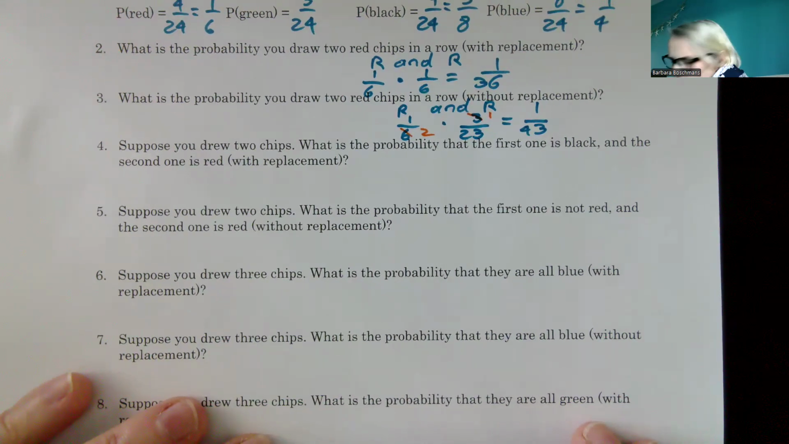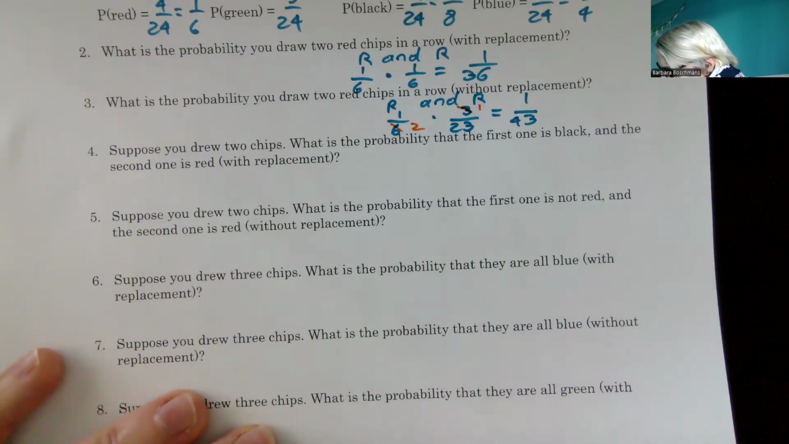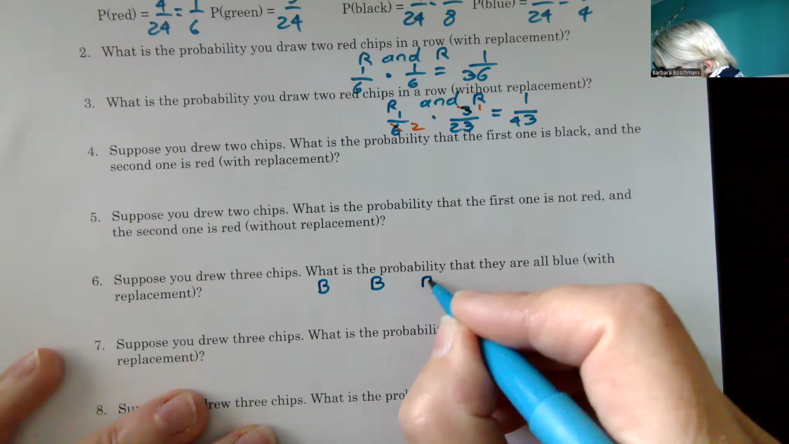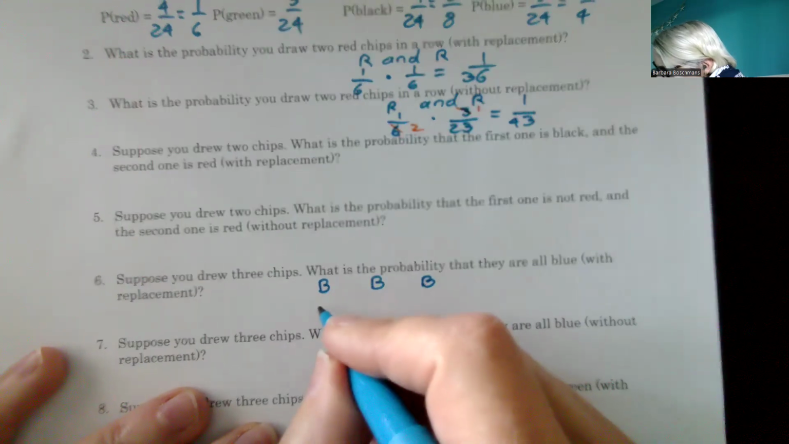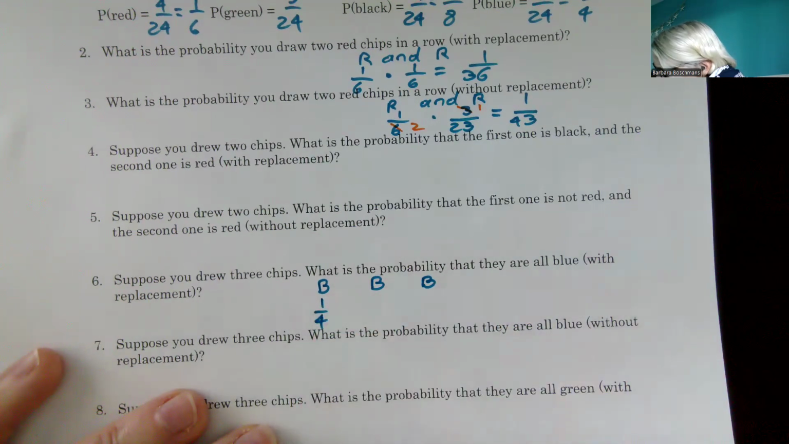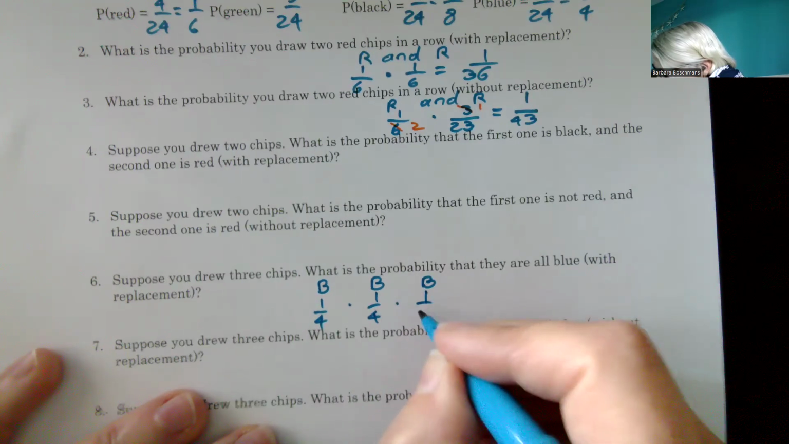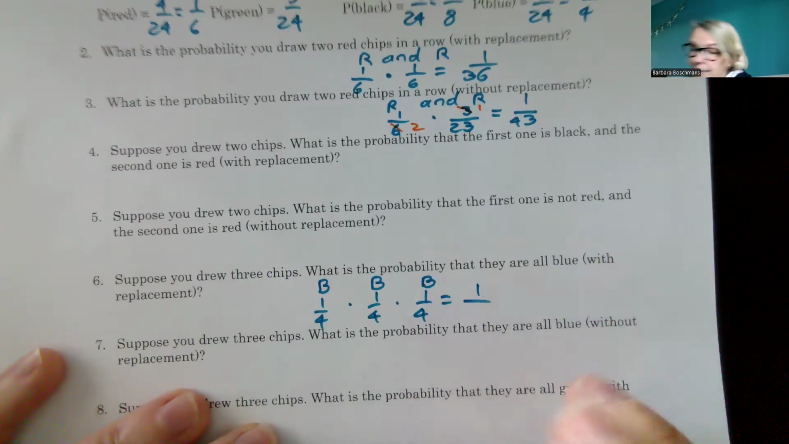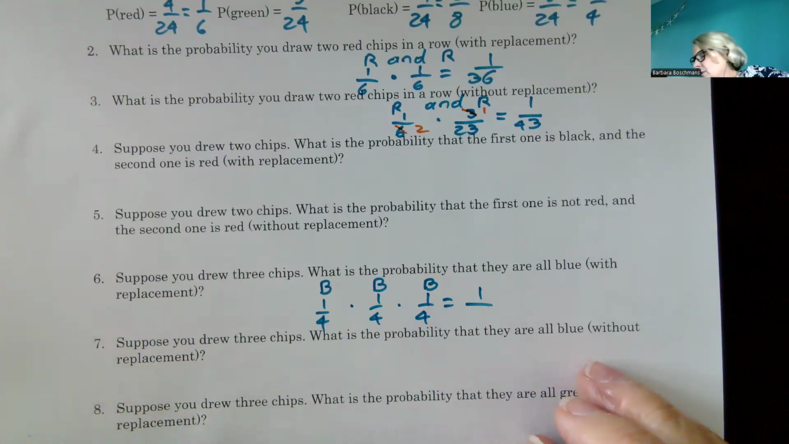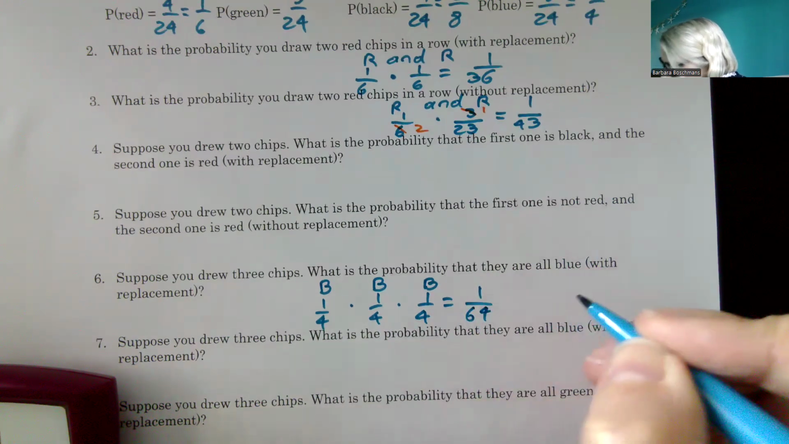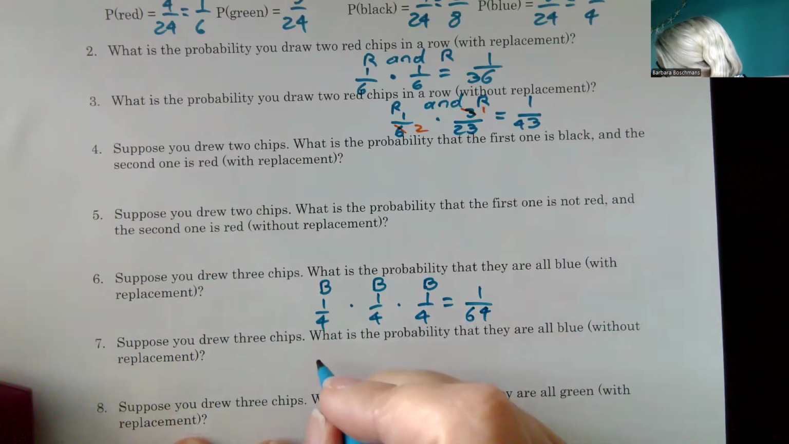So suppose you drew 3 chips. What's the probability that they're all blue? So I want blue, blue, blue. Blue to begin with was 1/4. I put it back in, 1/4. I put it back in, 1/4, which is 1 out of 4 times 4 is 16, and 4 times 16 is 64. But what if we don't put them back in?